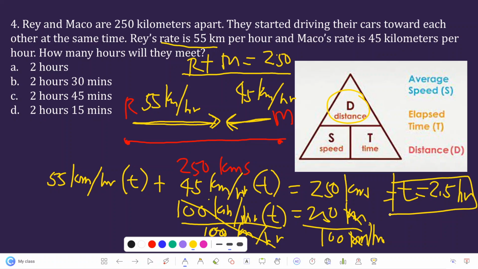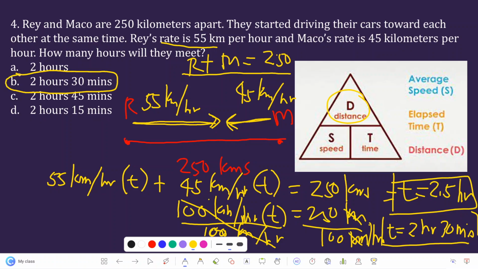Ngayon, nasa choice ba ang 2.5? Wala. But you know that 0.5 of an hour is 30 minutes. So, you have t is equal to 2 hours and 30 minutes. And that is option letter B. Choice letter B. Okay. So, napakadali kapag alam mo ang strategy at alam mo rin kung paano mag-analyze ng motion problem. And lastly, we have item number 5.